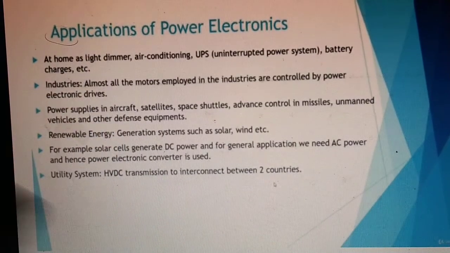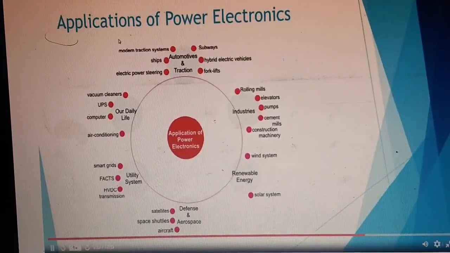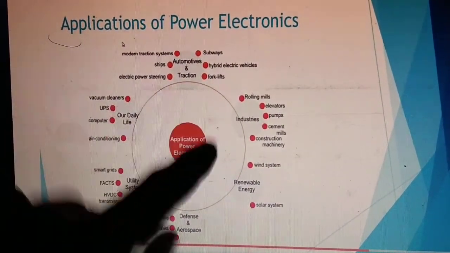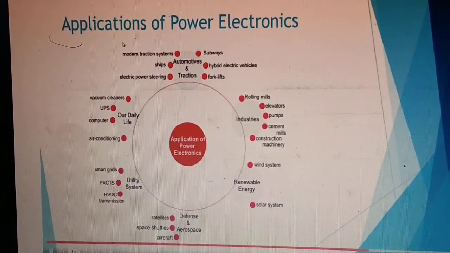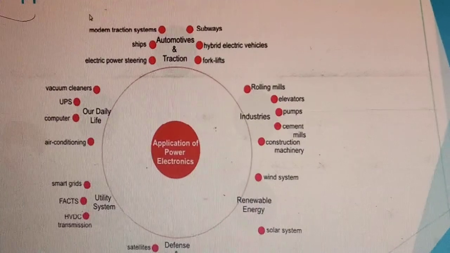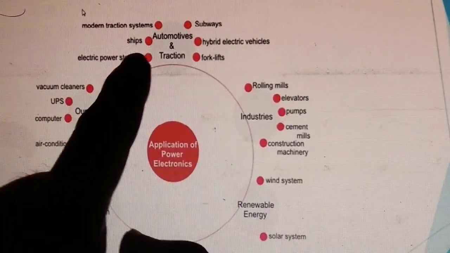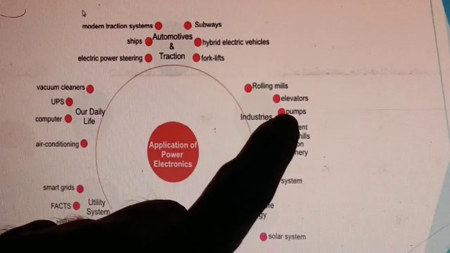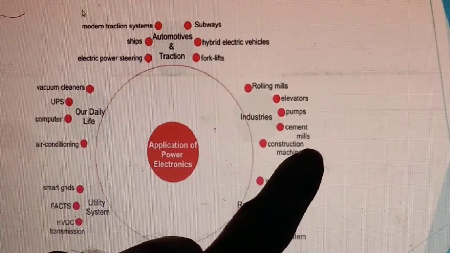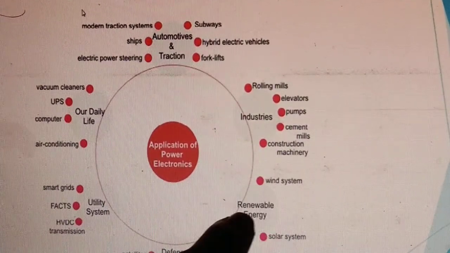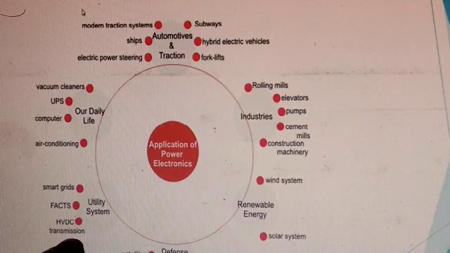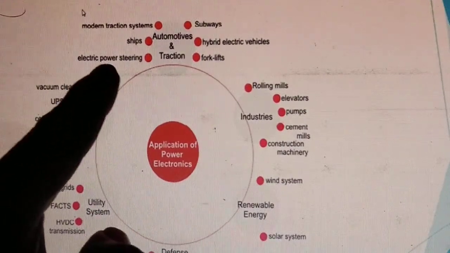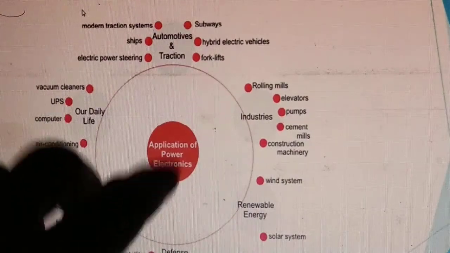These are all the applications of power electronics. Next, this is the main view of power electronics. You have to know this. These are the applications of power electronics, which are all the power applications of modern traction systems and ships, automotives, traction subways, hybrid electric vehicles, lifts, rolling mills, elevators, pumps, industry, cement mills, construction machinery, wind system, renewable energy, solar system, defense, utility system, HVDC, FACTS, smart grids, air conditioning, computers, UPS, vacuum cleaners, electric power steering, which are only a few examples.